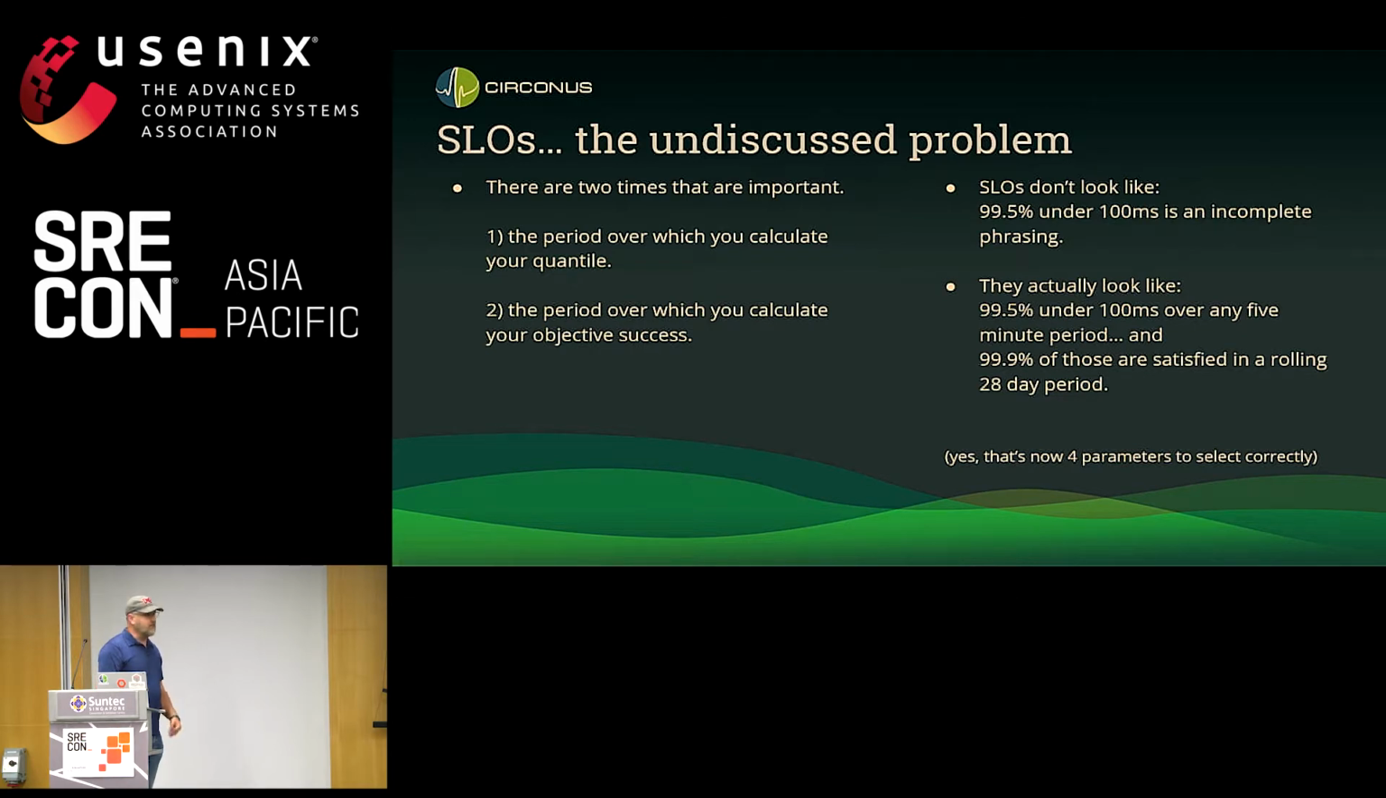So the undiscussed problem that's often here is that the first slide said 99% are faster than 100 milliseconds over 28 days. That's a horrible, horrible thing because you don't really want to measure your 99th percentile over the whole 28 days. Ideally, there are 2 time periods that you have to consider. One of them is whether or not you're fast enough now. And what is now? Now, maybe it's 5 minutes. So in an example, you say 99.5% are under 100 milliseconds over any 5-minute period.